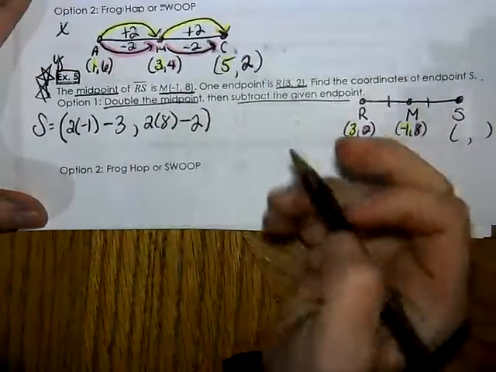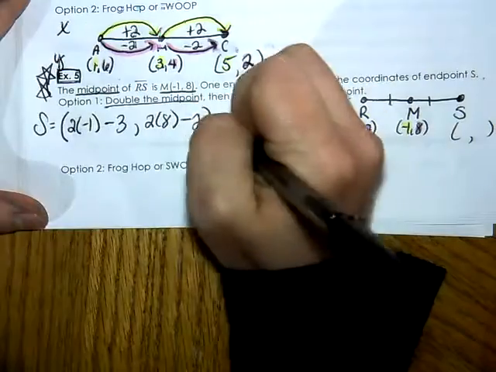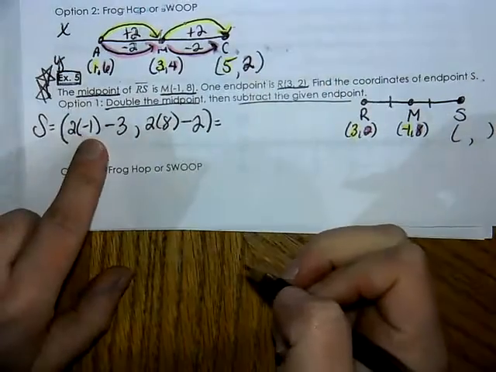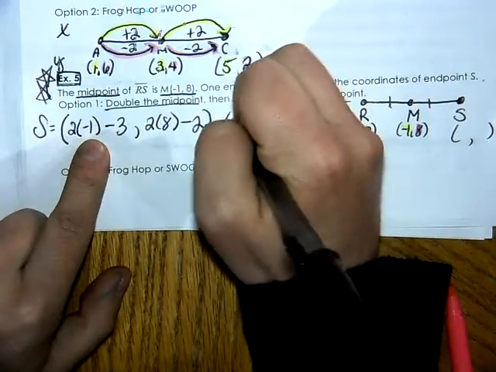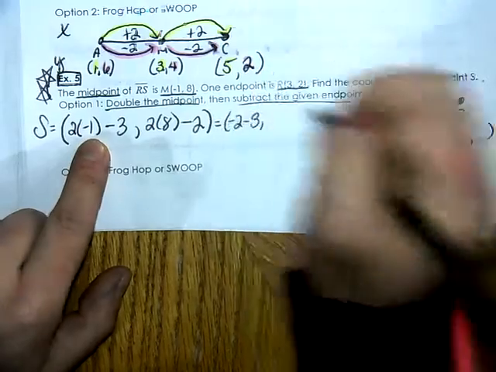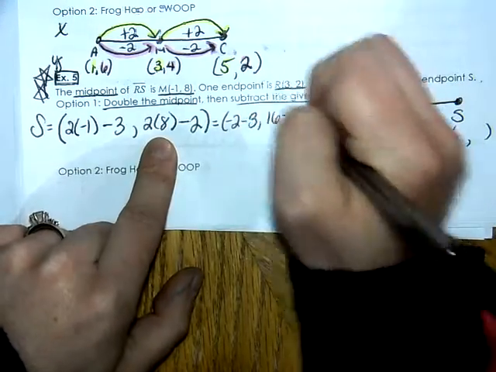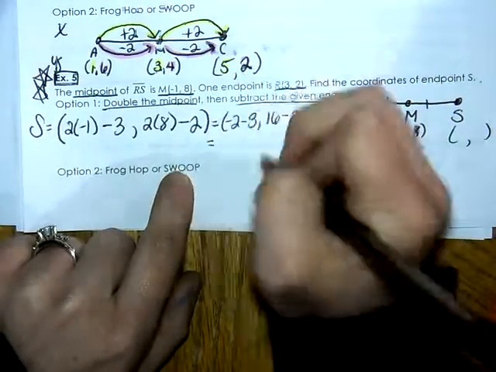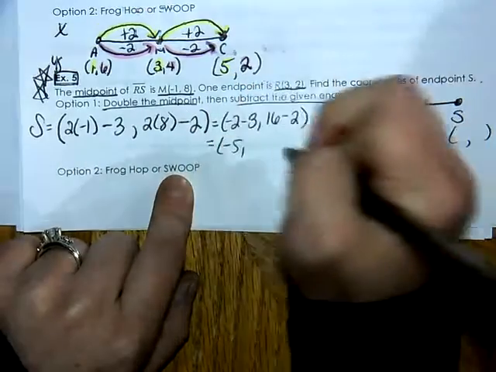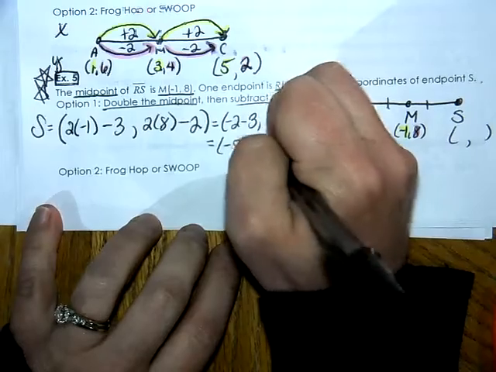Double the midpoint, subtract the endpoint. So this is going to equal 2 times -1, which is -2. -2 minus 3, comma. 2 times 8 is 16. 16 minus 2. So this is going to be equal to -5, 14.